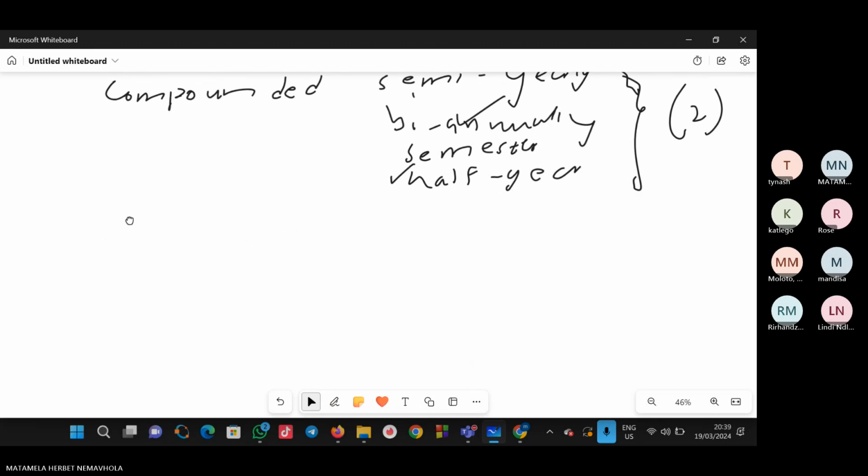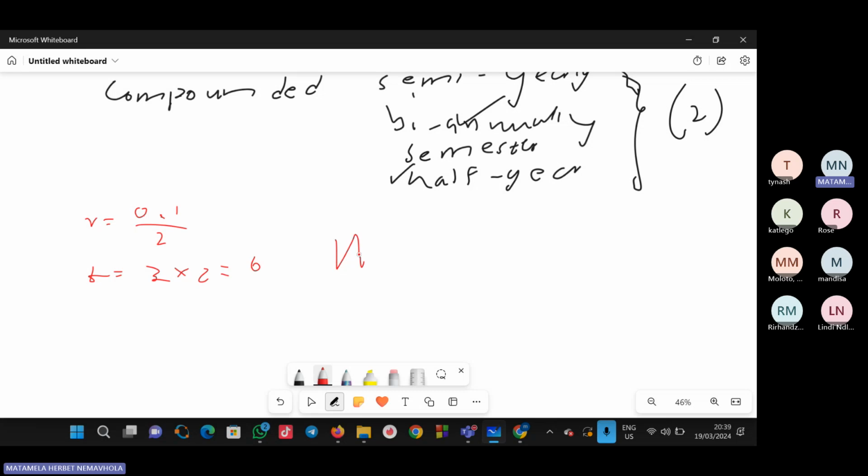So now when you have this question, we divide our R, which is equal to 0.1, by 2, and your T, which is equal to 3, you multiply by 2, then you're going to get 6. Then A is going to be equal to 3,000 in brackets, 1 plus 0.1 over 2, to the power 6. So this is how you do it.